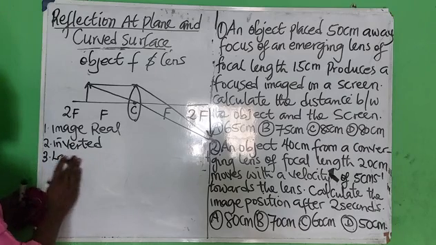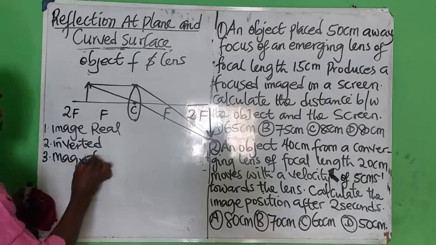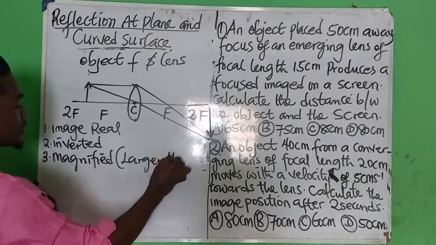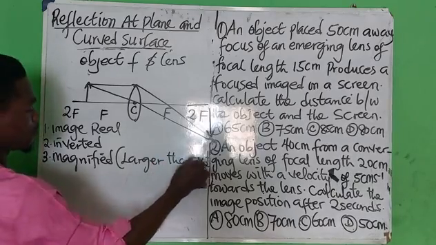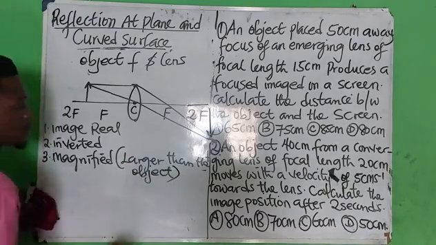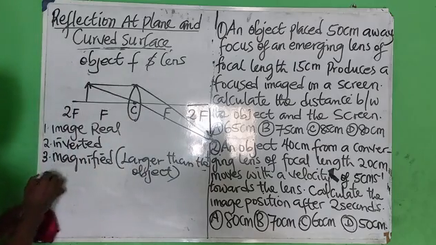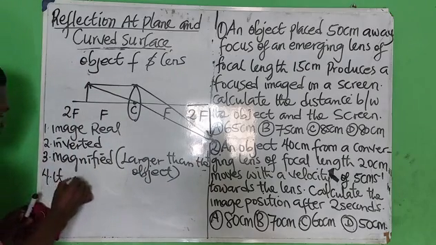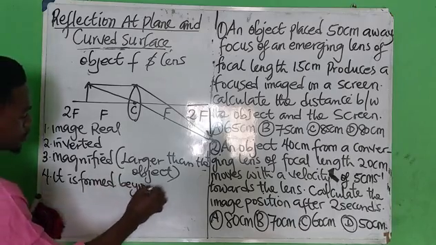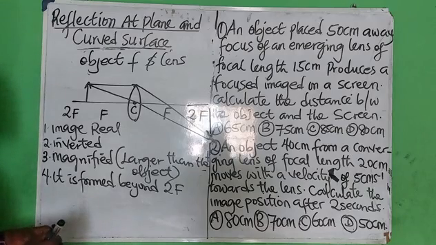You can say magnified, or larger than the object. Larger than the objects. Where is the image formed? It is formed beyond 2f. Please take note of this.